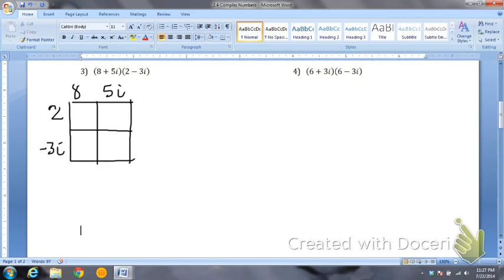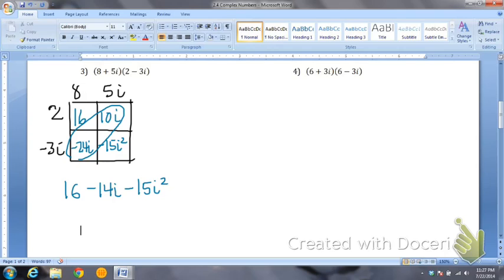Okay, so 2 times 8 is 16. 2 times 5i is 10i. Negative 3i times 8 is negative 24i. And then negative 3i times 5i is negative 15i squared. Just like if you were doing the regular box, we could say 16. We can combine these two together, remember. Negative 24i plus 10i is negative 14i. If you wanted to, you could have written that out. And then I have a negative 15i squared.